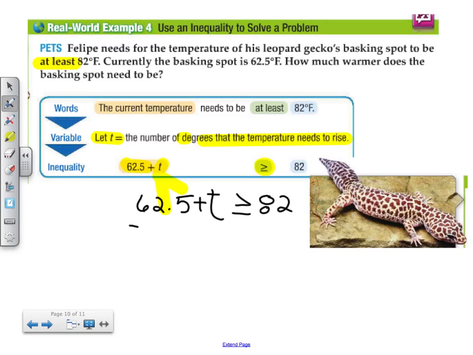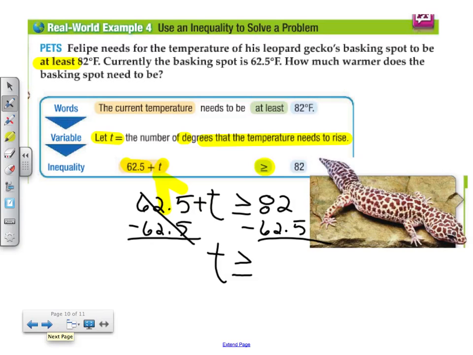And we'd subtract 62.5 from both sides. That leaves us T alone over here, greater than or equal to, and we get 19.5.